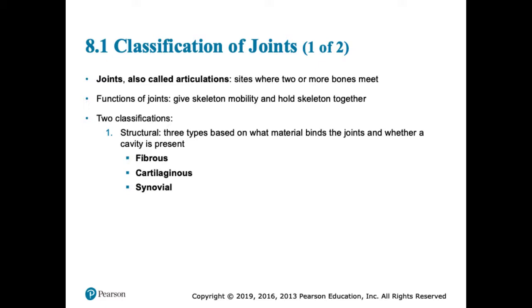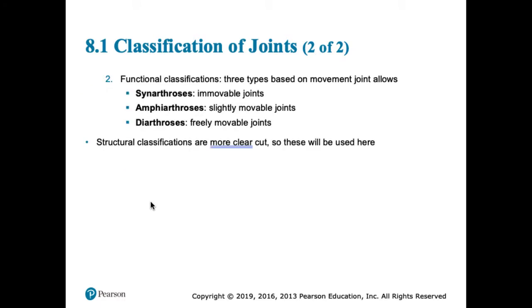There are two classifications. The first classification is the structural. We can classify it based on how it's shaped and structured. There's three types of these structural classifications, and that's fibrous, cartilaginous, and synovial. We talked about these three in the previous two chapters, but we'll mention them again here too. And the second classification is functional. There's three types of functional classifications that are based on movement. This is synarthrosis, amphiarthrosis, and diarthrosis. It's whether something is immovable, slightly movable, or freely movable.